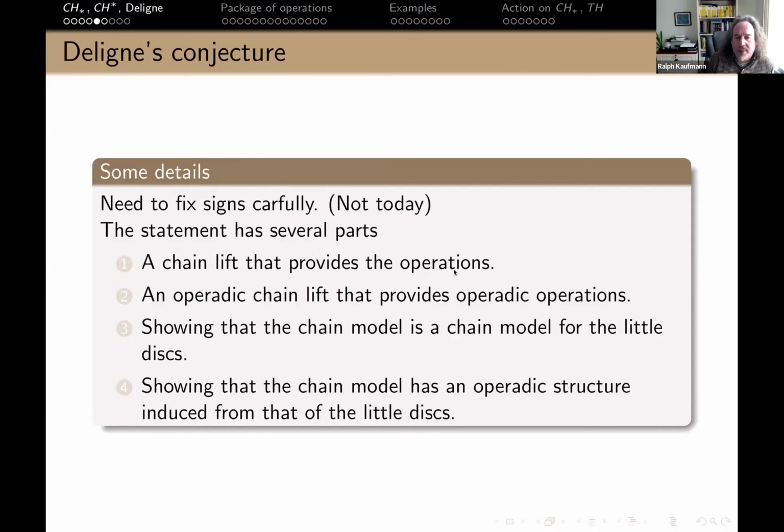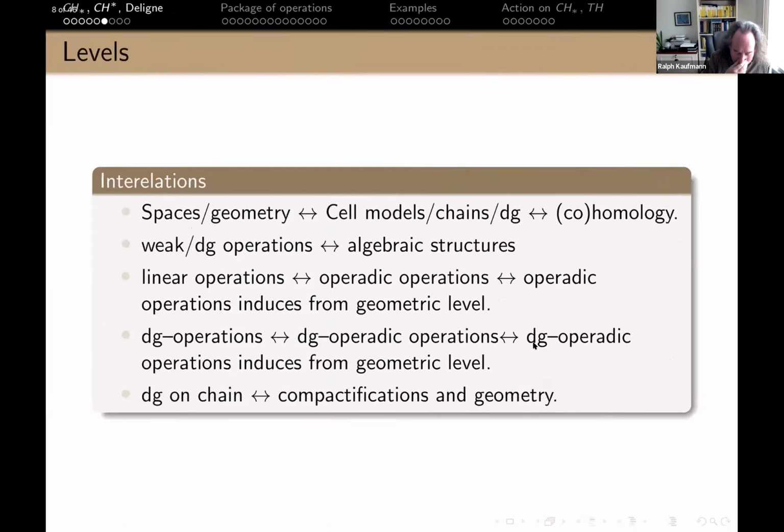So there is a chain lift that provides the operation. And not only do we have the operations as linear maps, but you have them as linear maps that fit together in operadic fashion. Then you still have to show that this chain model is a chain model for the little disks. It doesn't help if you just have an operadic chain model acting. And the last thing is, you have to show that it is induced from the operad action above. This is a lot to ask for, but it gives you the following interrelations, and this is also what I want to generalize.